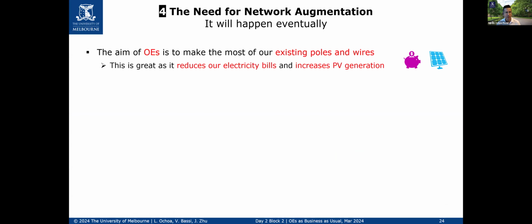So what needs to happen? Well, we need to remember that the aim of operating envelopes is to make the most of our existing poles and wires. This is great because it reduces our electricity bills. The moment that we don't increase the copper in the ground, it means that investment is not being made in that regulatory period, and therefore our electricity bills are not going to go higher. It increases PV generation and reduces our carbon emissions. I mean, we need to tackle climate change. So that is all good.